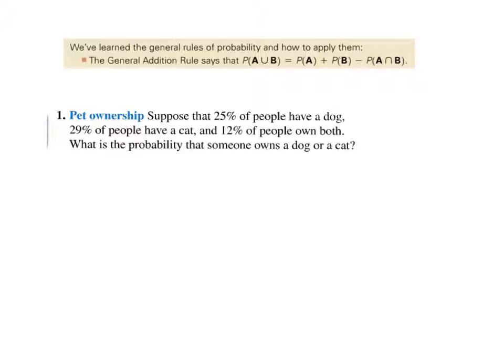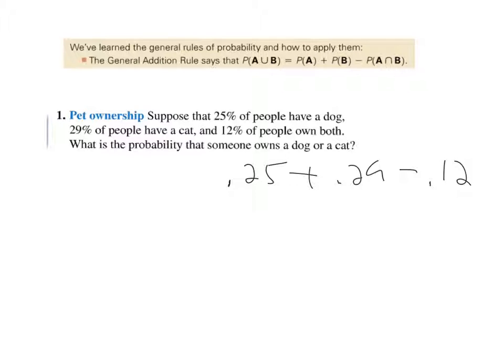So now we're getting into the situation where these are not disjoint problems, or they're not mutually exclusive, because people could own both a cat and a dog. In fact, they tell us that. So there's a couple of ways to deal with this. You could do it straight with the addition rule. The probability of somebody owning a dog is 0.25. The probability of somebody owning a cat is 0.29. And we're going to subtract the probability of them owning both a cat and a dog.